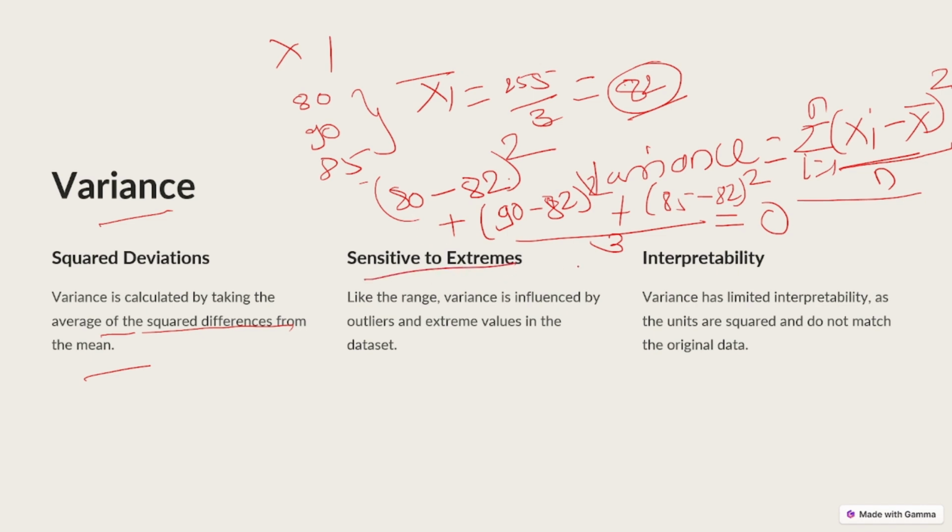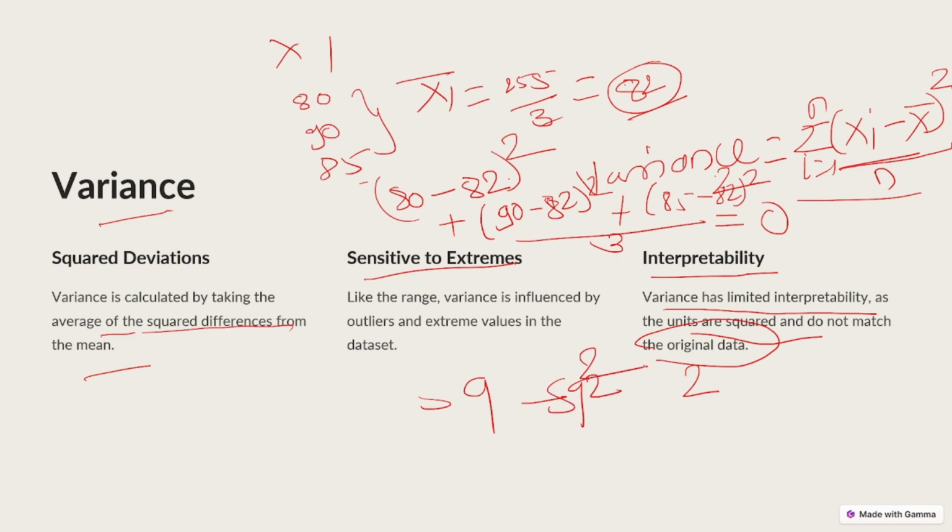Based on the variance, we cannot interpret easily, because the variance unit is not the same, because we are squaring the terms. So our unit is also squared. That's the reason we go to the standard deviation. Variance has limited interpretability as the units are squared and do not match the original data. For example, if the original data is in centimeters, in the variance it is centimeter squared.